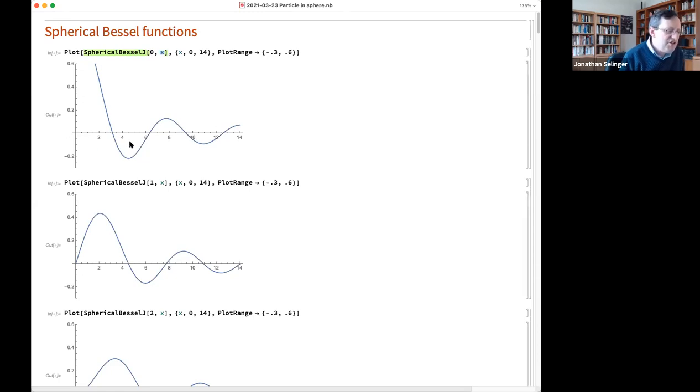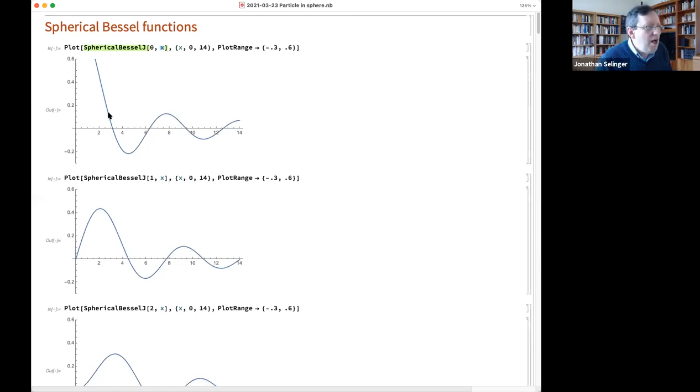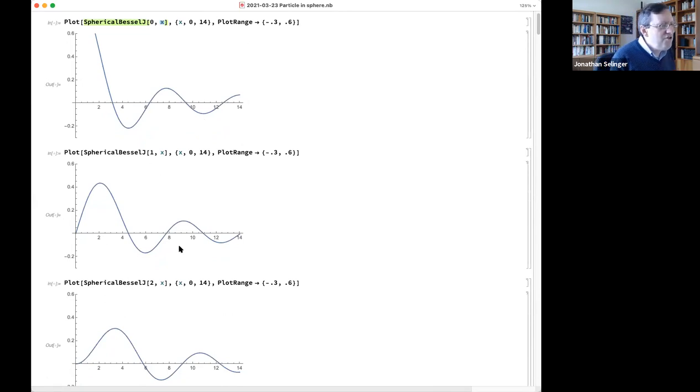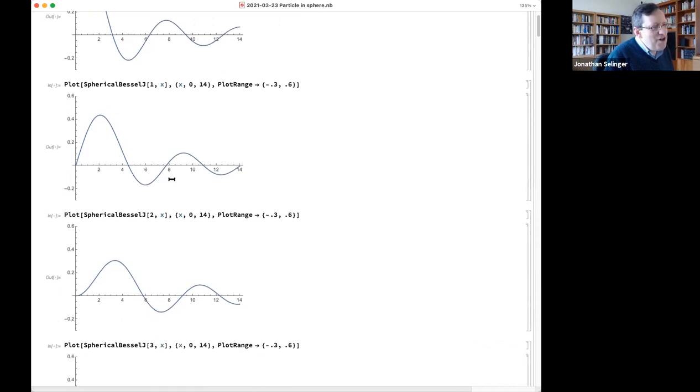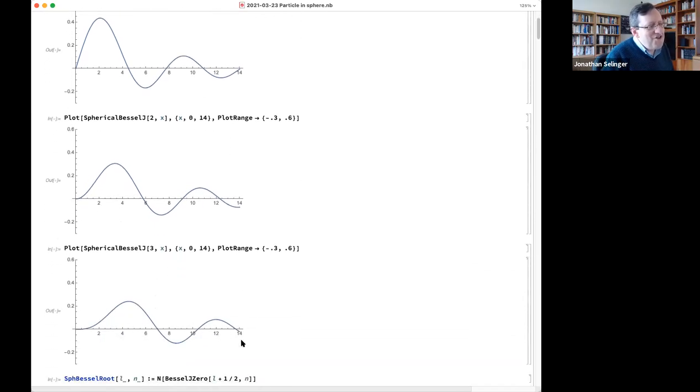This function is actually equal to the sine of X divided by X. So this is actually a very nice convenient thing that's just like what we calculated before. Here is the J1. It oscillates up and down, but they all oscillate up and down. Here's the J1, here's the J2, here's the J3, for whatever it's worth, okay?